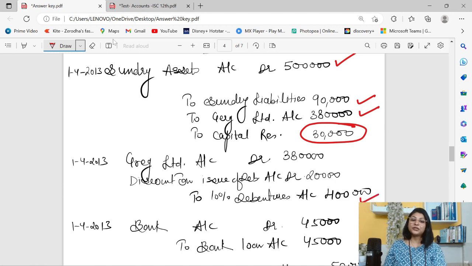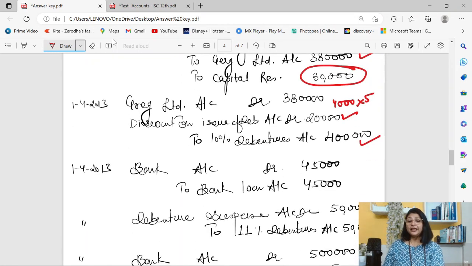So 4 lakh rupees will be written over here. How did we get the 4 lakh figure? 4,000 multiplied by 100. And then over here you will write 20,000 rupees. How did we get this 20,000 rupees? This is 4,000 multiplied by 5 rupees for each debenture.